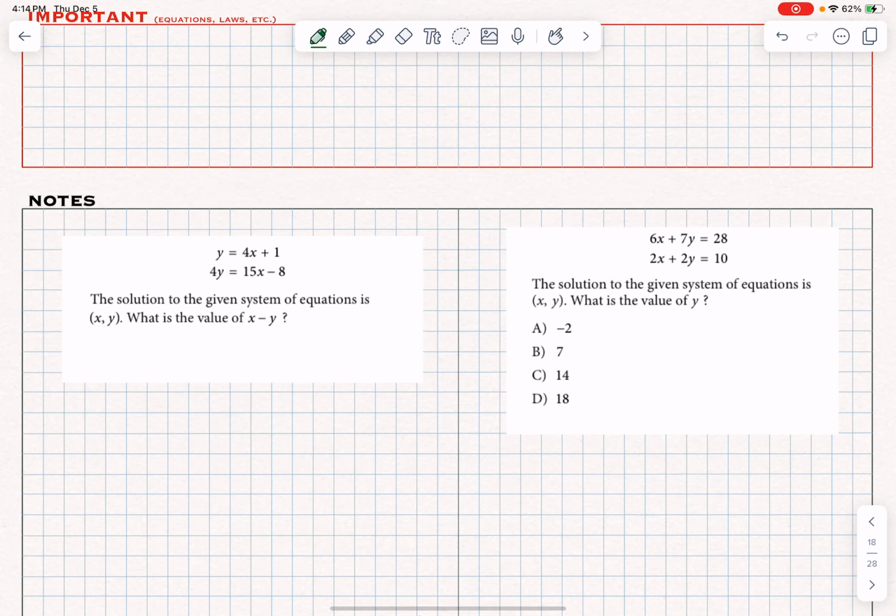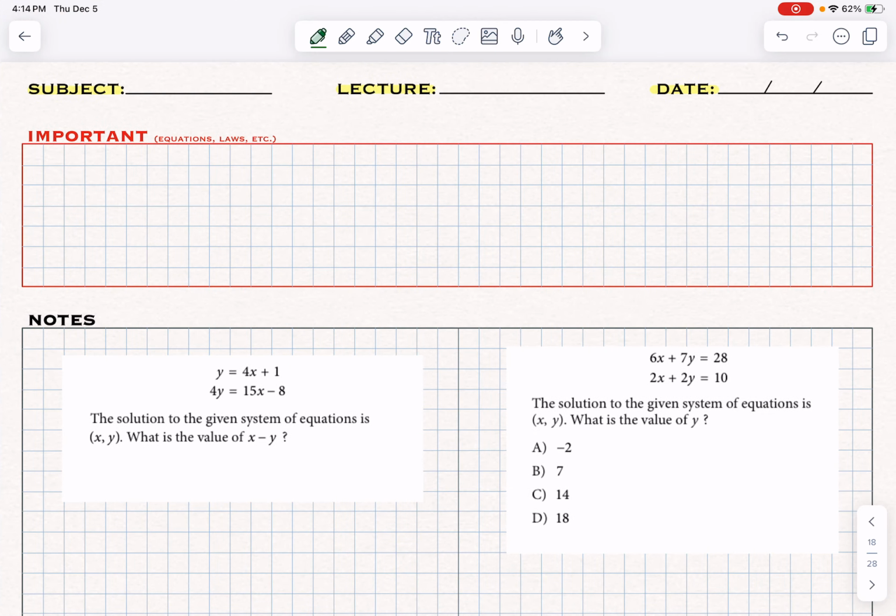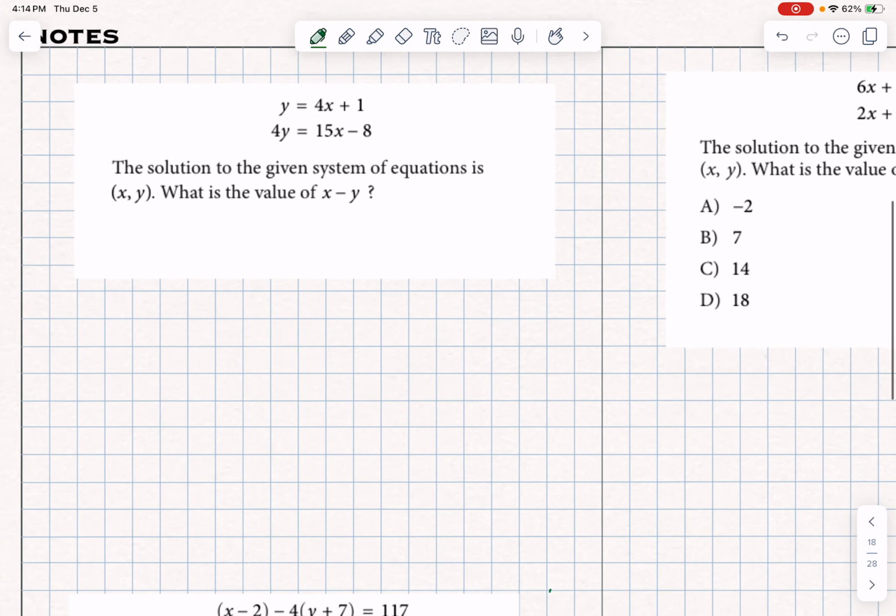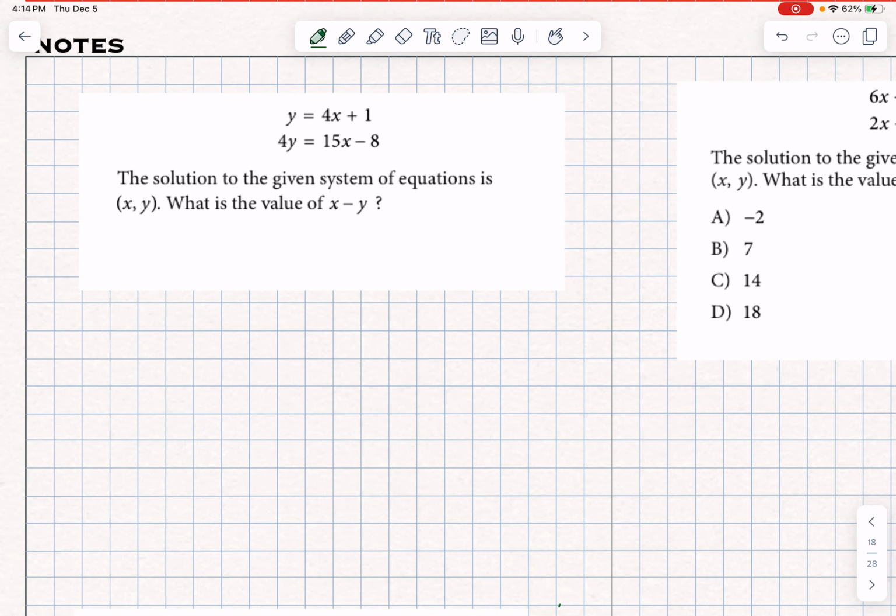Hello everyone. Let's study more systems of equations problems from SAT questions. Today we're going to use Desmos to solve one of the problems here. y equals 4x plus 1, 4y equals 15x minus 8. The solution to the given system of equations is (x, y). What is the value of x minus y?